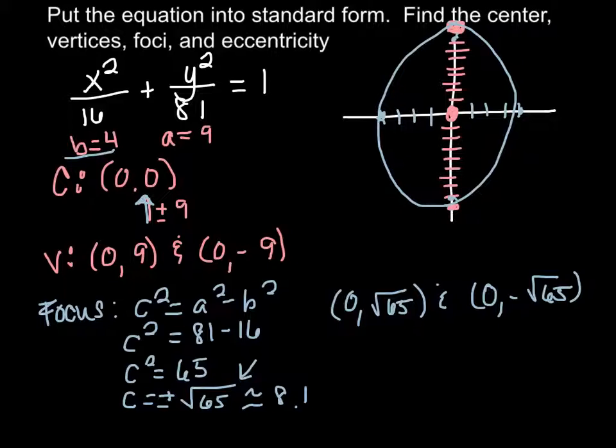The last piece we're going to figure out is our eccentricity, and our eccentricity is c over a, which is rad 65 over our a value, which is 9. When I simplify that, I get approximately 0.9, and 0.9 means it's more elongated than it is circular because it's closer to 1 than it is to 0.